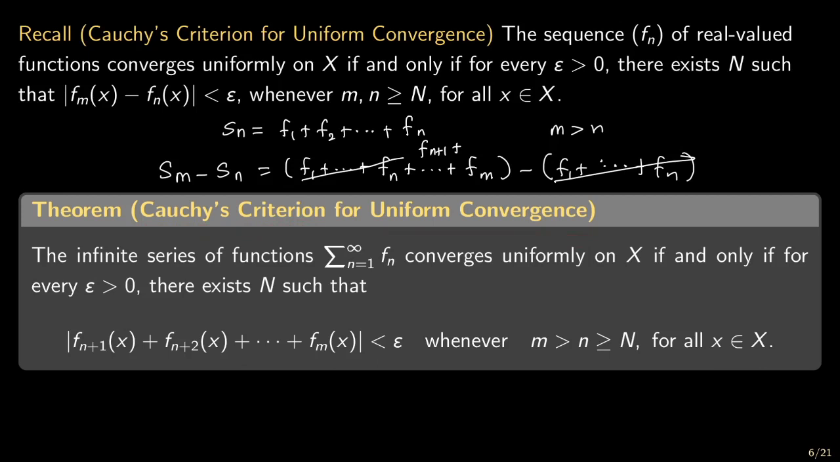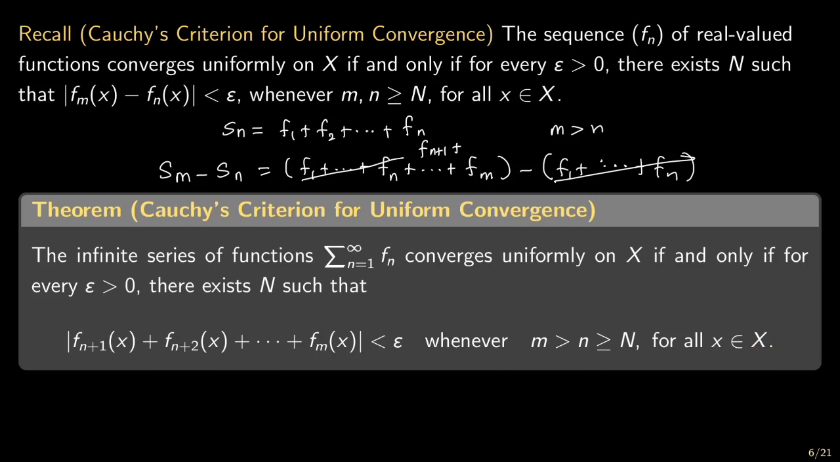To read, this infinite series is said to converge uniformly on x, without having to know the sum, if and only if, for every epsilon greater than 0, an n can be found so that this sum, fn plus 1 of x and so on plus fm of x, can be made less than epsilon as long as m and n are integers greater than or equal to n, and this must hold for all x in the domain x.